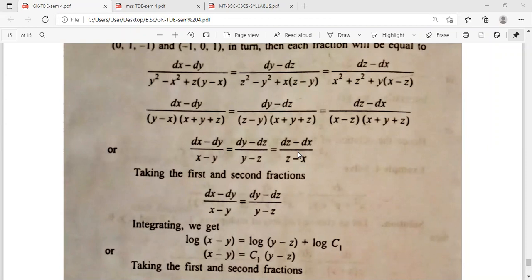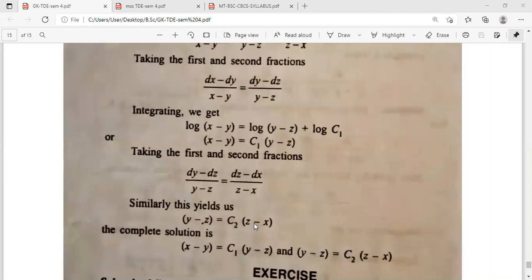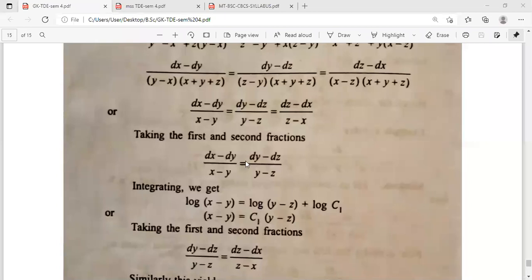You take any two fractions out of those three. I am taking the first and second here, dx minus dy by x minus y and dy minus dz by y minus z. On integration, log of x minus y equals log of y minus z plus log c1. I write log c1 because the remaining terms involve log. Now log m plus log n you can write as log mn, and here you can write x minus y equals c1 into y minus z by removing the logarithmic sign. Taking the first and second fraction is already over.